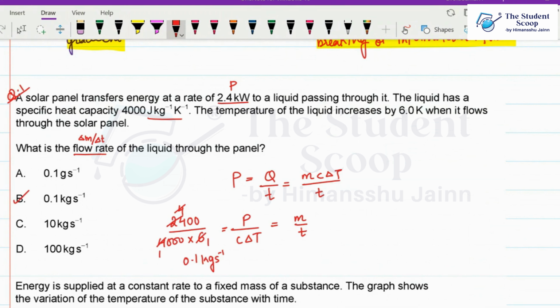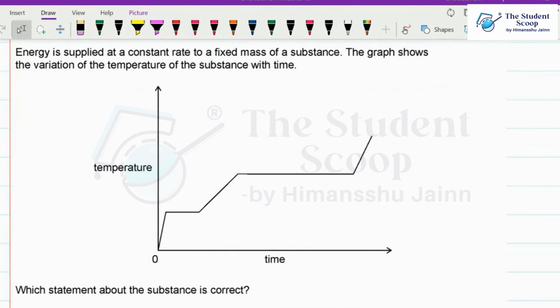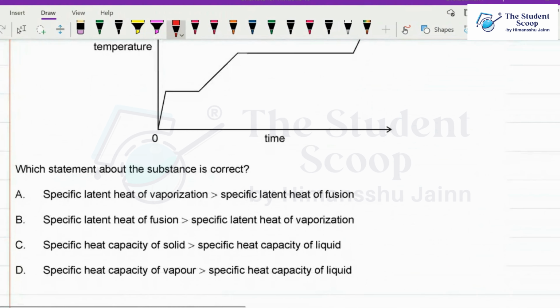Okay, another problem is related to a graph. The heat, or the energy, is supplied at a constant rate to a fixed mass. This is what is required to get a consistent straight line. The mass has to be fixed and the rate has to be fixed. These are the conditions. So it has to be fixed mass and a constant rate; only then do we get a curve like this. What statement about the graph is correct?